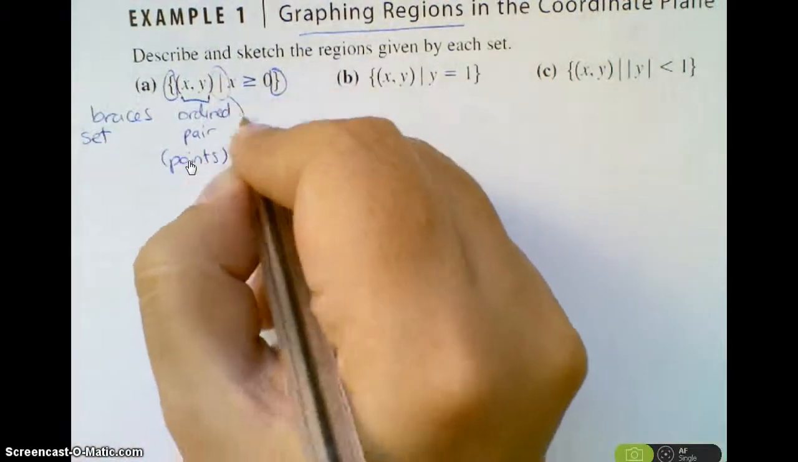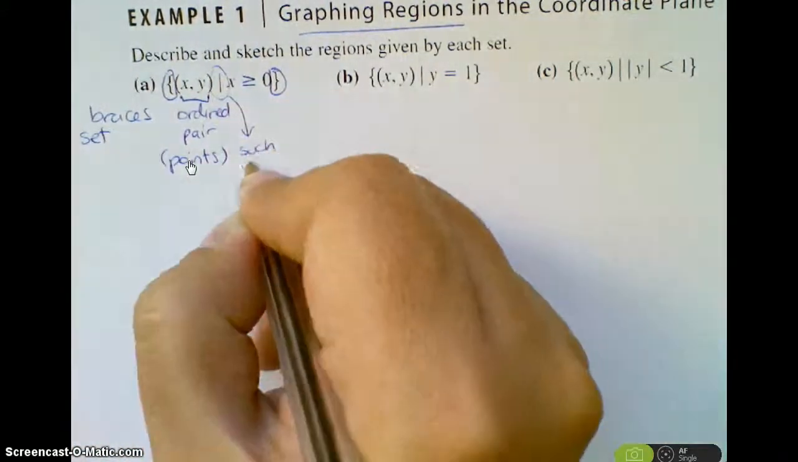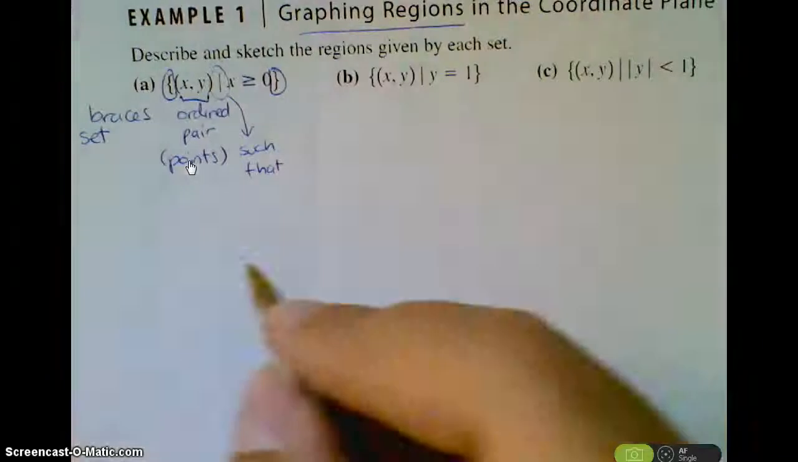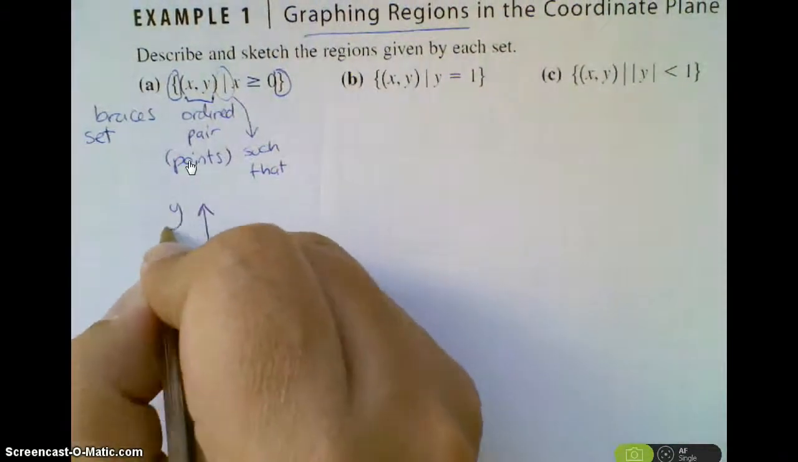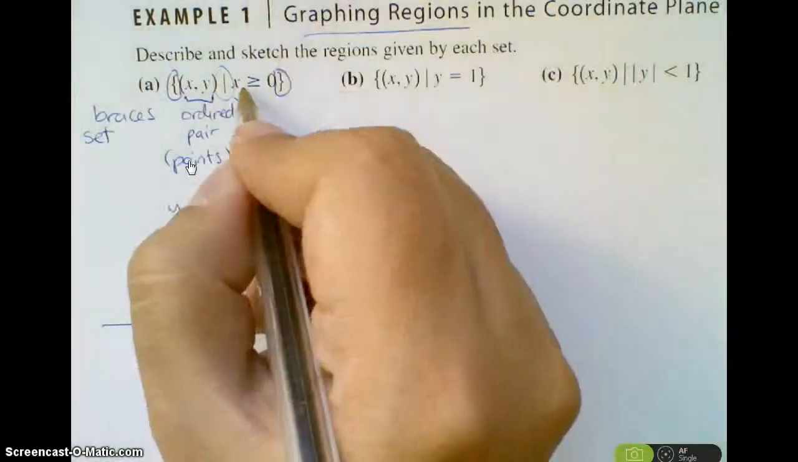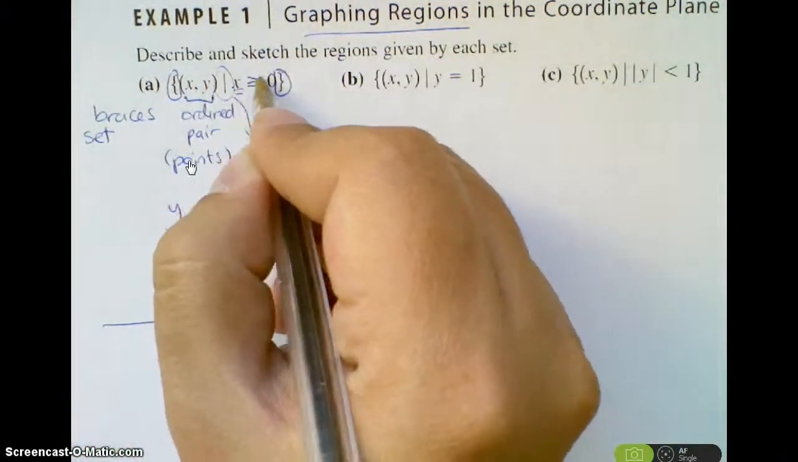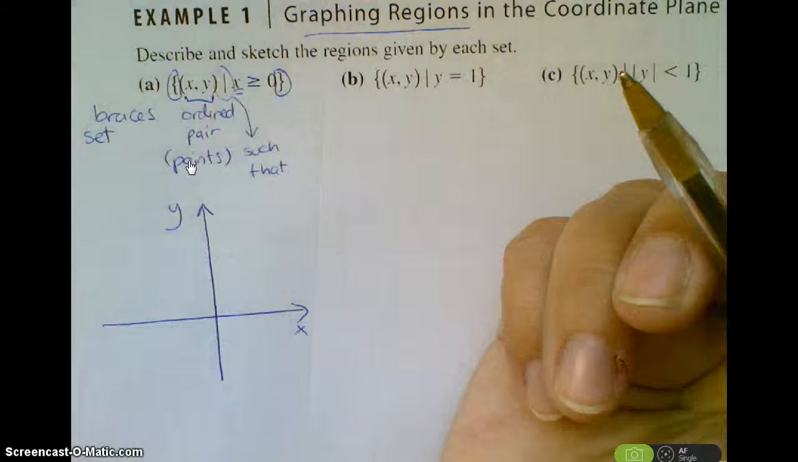And this symbol means such that. So I want you to shade on the coordinate plane all the points that follow the following condition. It says all the x-coordinates should be greater than or equal to 0.